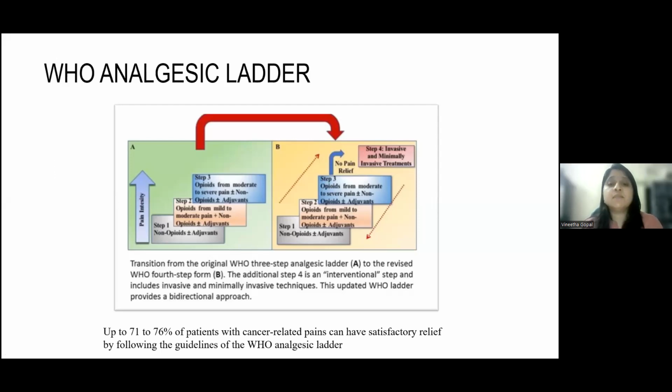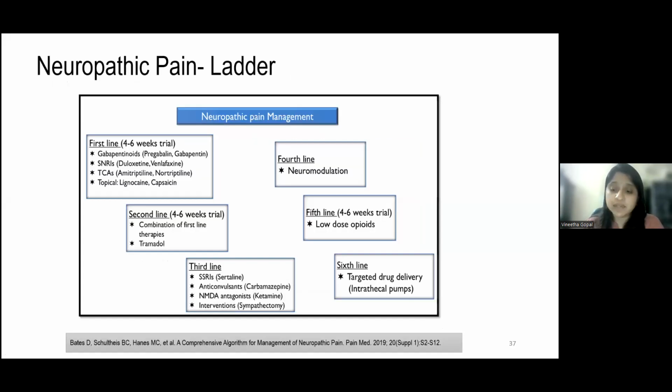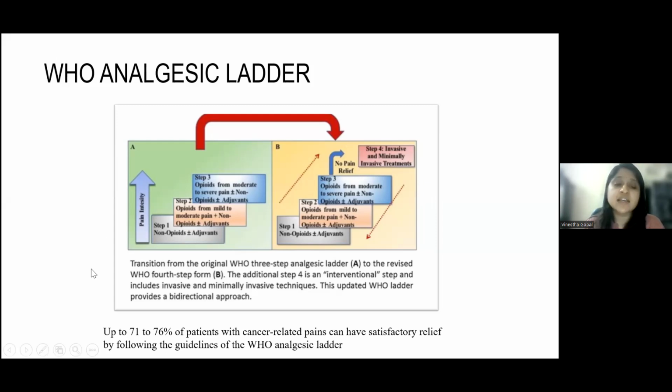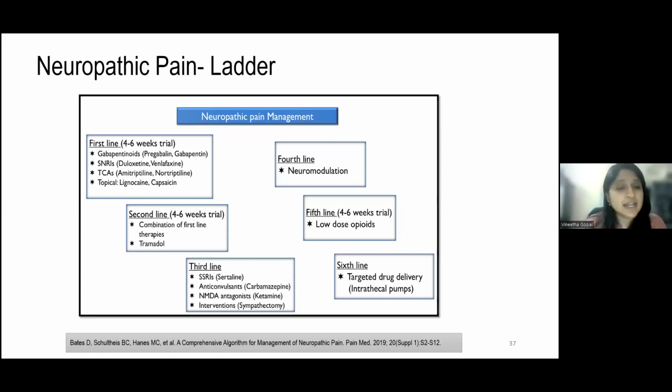Nothing else is needed. But whether we address the pain correctly, that is another question. Once we assess it correctly and take the correct measures, more than 70% of patients will get benefit from the WHO analgesic ladder. I'm talking about the original ladder, not the interventions. The conventional 3-step ladder, 70% of patients will get benefit from it itself. Now, this is another ladder for neuropathic pain management. I'm not going into detail because you have a class on neuropathic pain later on.